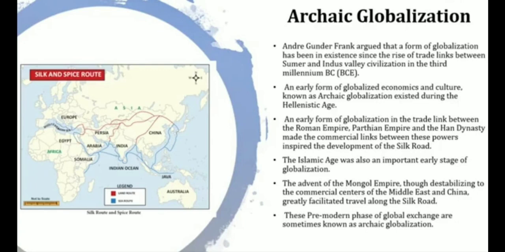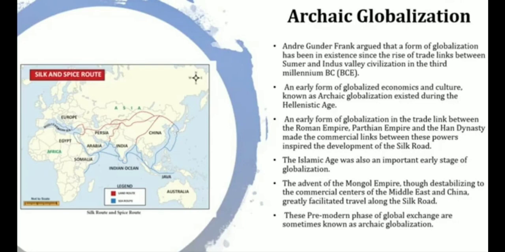So it was argued by Andre Gunder Frank. He argued that globalization has been existent since the rise of the trade link between Sumer and the Indus Valley civilization in the 3rd millennium BC. In which year was it argued? In the 3rd millennium BC, Andre Gunder Frank argued that there was trade between Sumer and Indus Valley civilization. Very clear? Between these two countries in the 3rd millennium BC, trade contact happened. It was argued by Andre Gunder Frank.